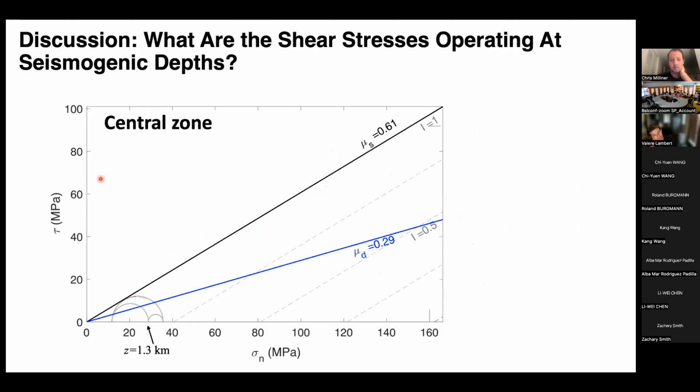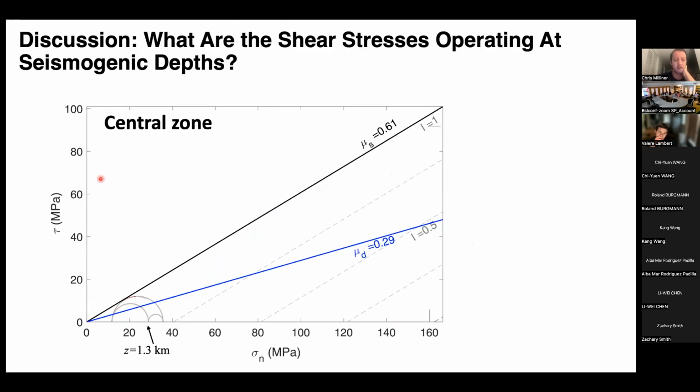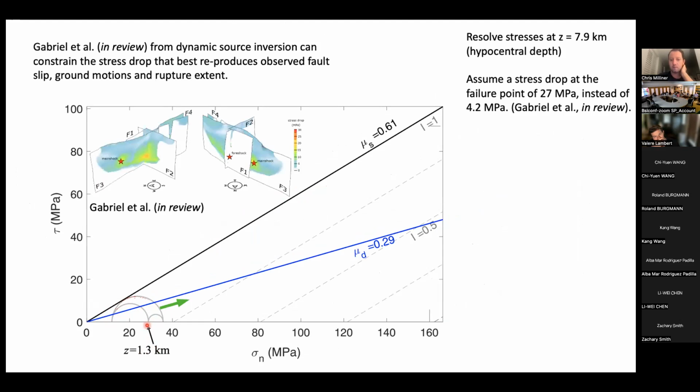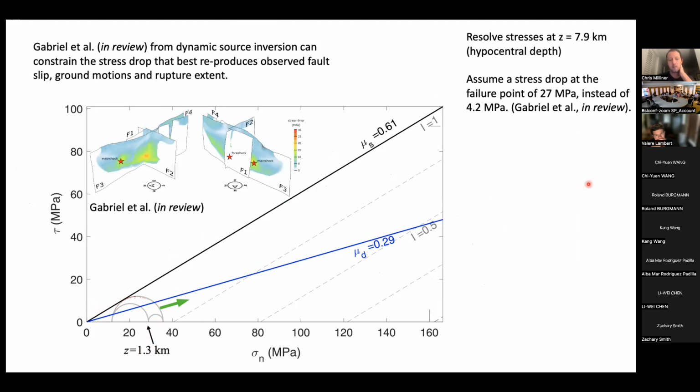Okay, we can take that a little bit further and say, these are the stresses at the surface. What could we say was happening at seismogenic depths, at the hypocenter? Here's our Mohr circle that I showed before, at a depth of 1.3 kilometers, where sigma 2 is. We know the hypocenter was about 7.9 kilometers depth. That would correspond to a sigma 2 of 131 megapascals if we're calculating this at a depth of almost 8 kilometers.